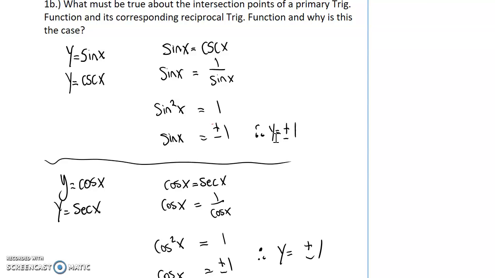Therefore, the y-coordinate of the point of intersection of primary trig ratios and their corresponding reciprocal is always 1 or -1, regardless of the trig ratio. This is because a number must equal its reciprocal, and the only two numbers that equal their reciprocals are 1 and -1.